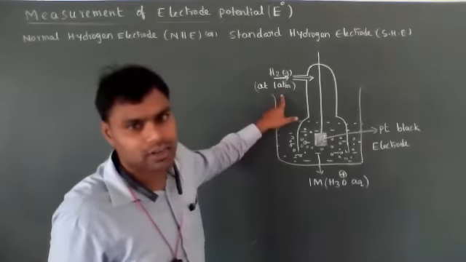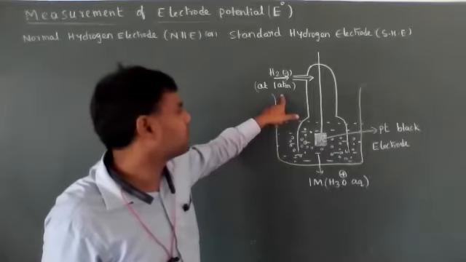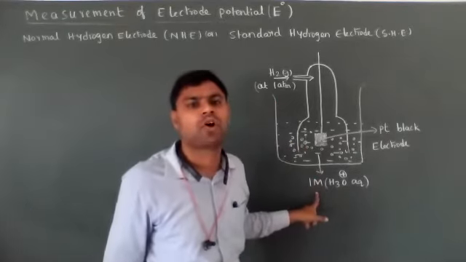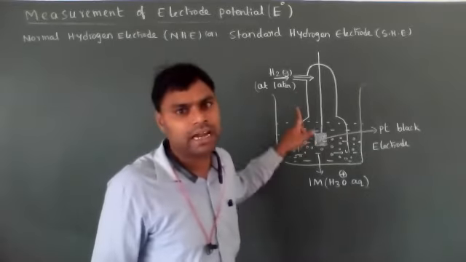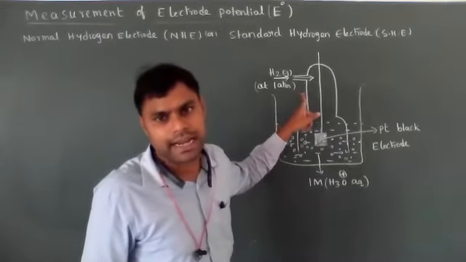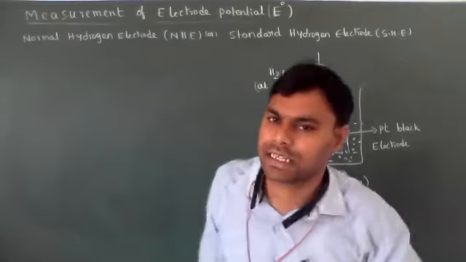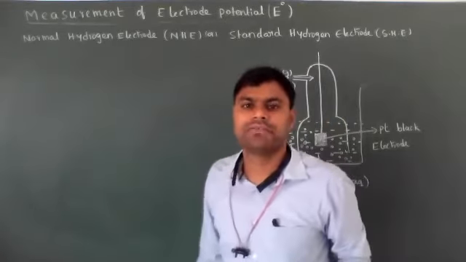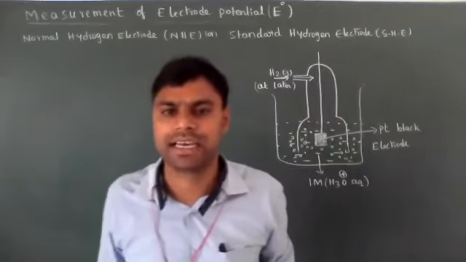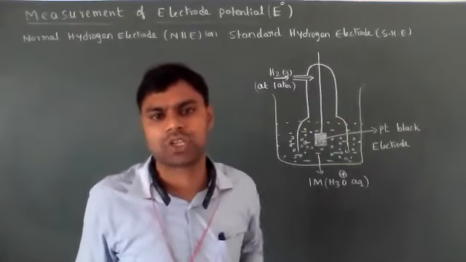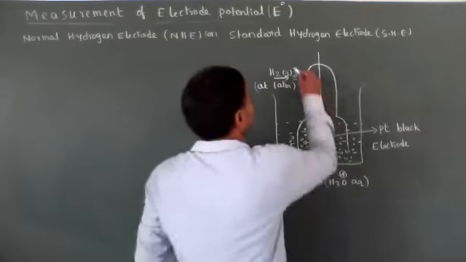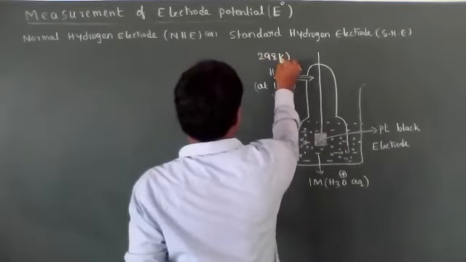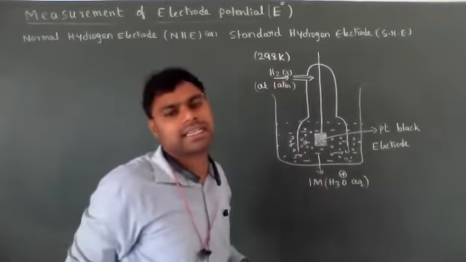If non-metal electrodes are present, the pressure must be 1 atmosphere and the electrolyte concentration must be 1 molar. The temperature is room temperature, 298 Kelvin. We need to use the absolute Kelvin scale. In the Kelvin scale, 25 degrees Celsius is equal to 298 Kelvin. These conditions are called standard conditions.